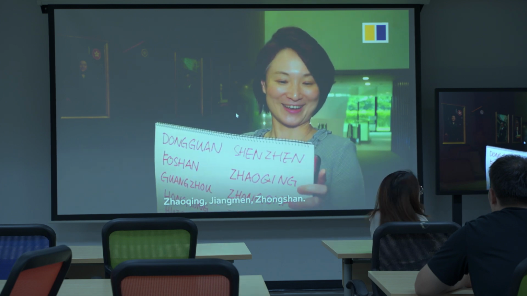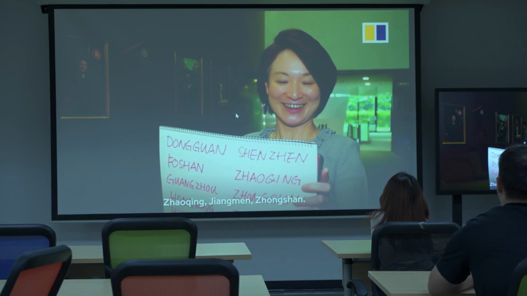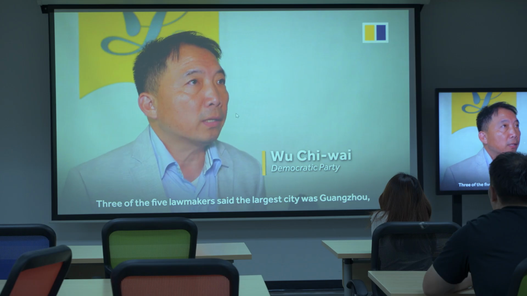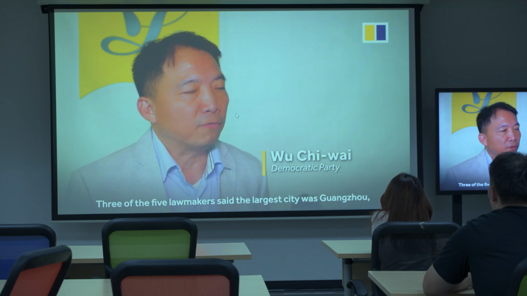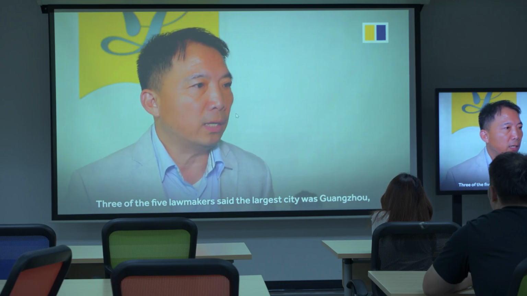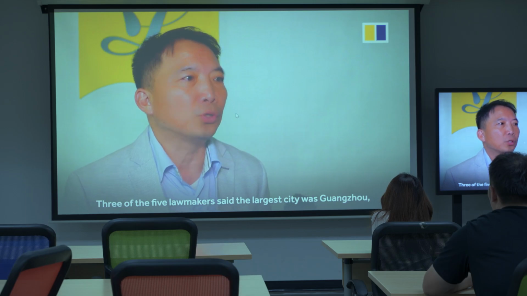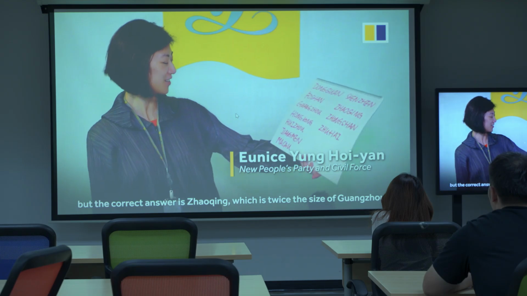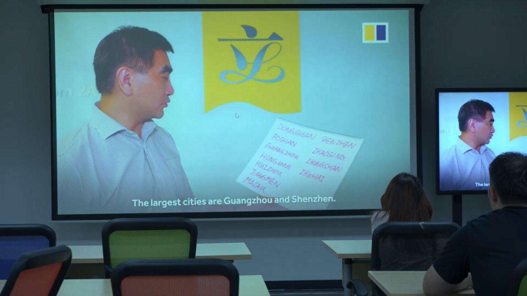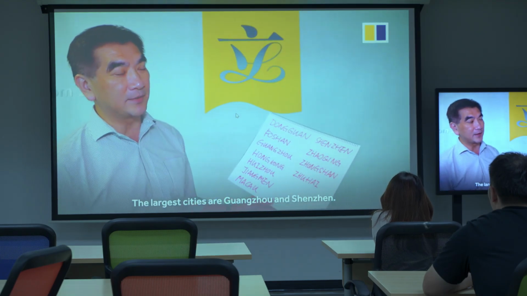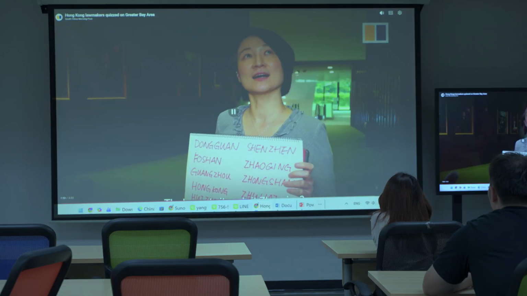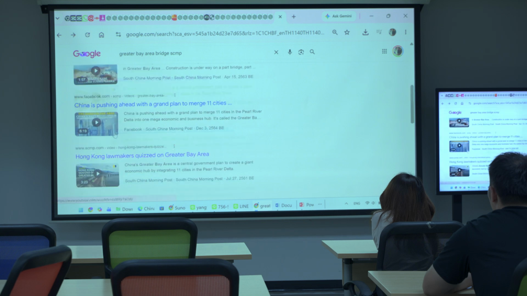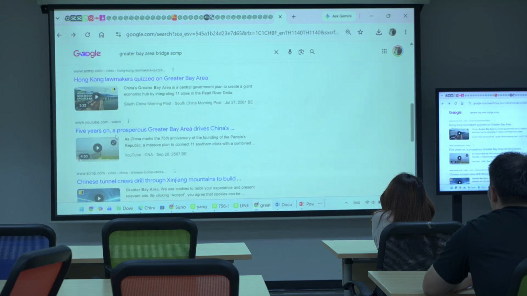This is South China Morning Post newspaper. 3 of 5 lawmakers said the largest city was Guangzhou. But the correct answer is Shenzhen, which is twice the size of Guangzhou. I thought I was expected to have 5 years, where is it?